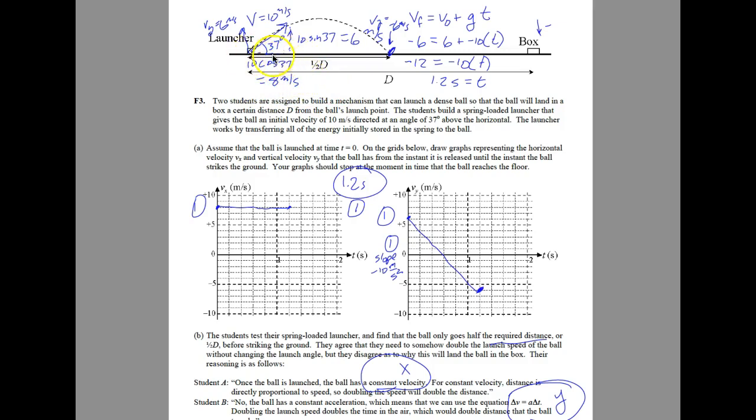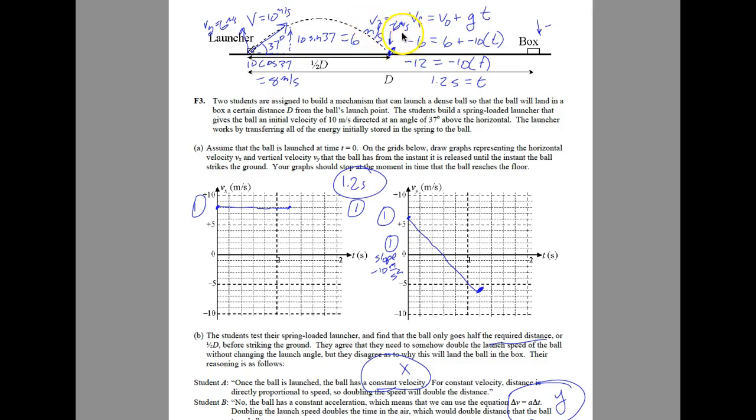So if we do 10 cosine of 37, we get 8 meters per second, and that is in the horizontal direction. For the vertical direction, our original speed is 10 times the sine of 37, which is 6 meters per second. So that is in the up direction. At the top it'd be 0, and then when it hits the ground, at that instant, so not after it stopped, but at the instant it hits the ground, in the y direction only it's moving at negative 6 meters per second.